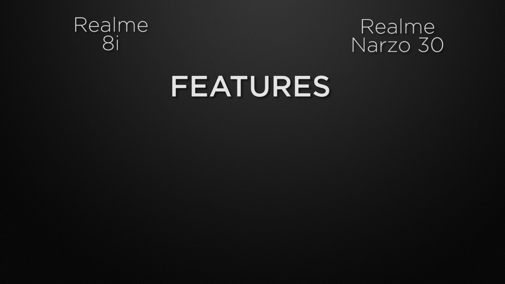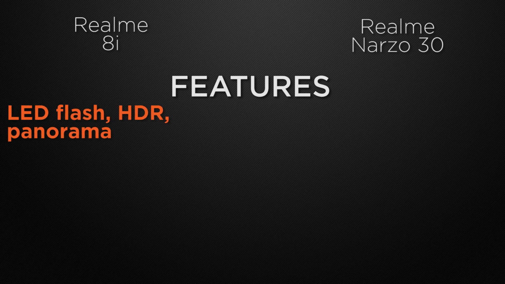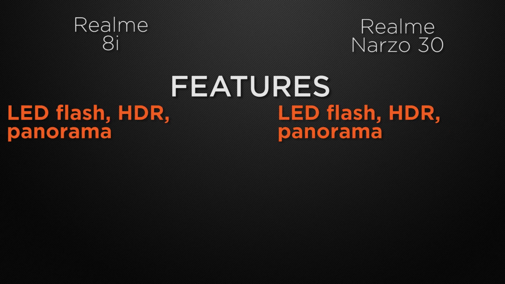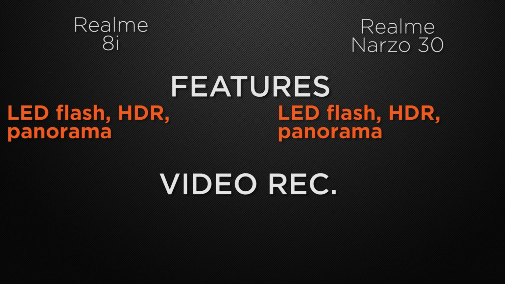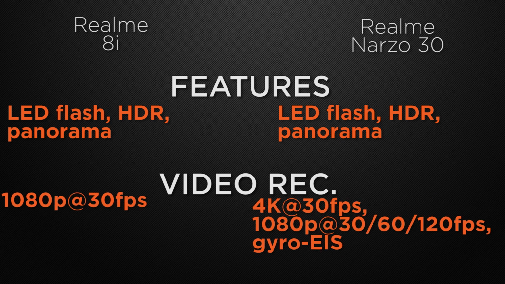Let's talk about the camera features of the devices. 8i have LED flash, HDR and panorama, whereas Narzo 30 have LED flash, HDR and panorama. So it's a tie. And about the video recording options in the devices, 8i can shoot Full HD video max at 30fps and Narzo 30 can record 4K video max at 30fps and Full HD video max at 120fps with gyro electronic image stabilization. So the winner here is Narzo 30 because it can record 4K video and it have gyro electronic image stabilization which can stabilize your video footage and remove shakiness from them.